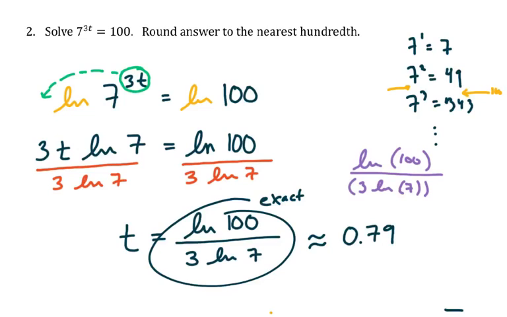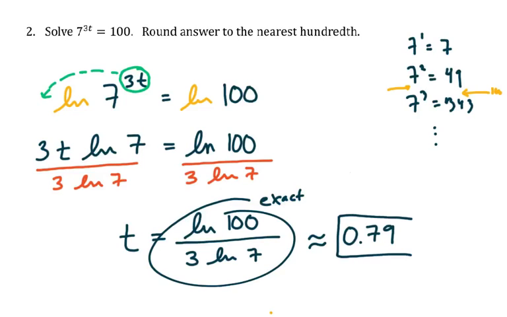Very quickly now, going back to our logic check from the beginning, if I think about taking this solution of t is approximately 0.79 and plugging it in as the exponent, I can make sure that 7 to the power of 3 times 0.79 is approximately 100. And I'll leave that to you to verify, but it looks like that should work out.